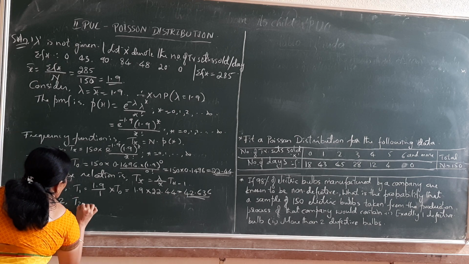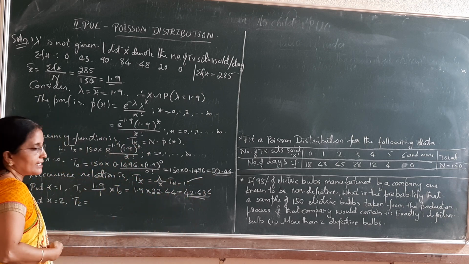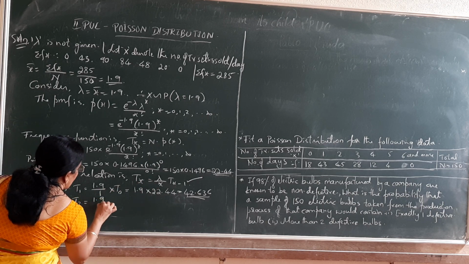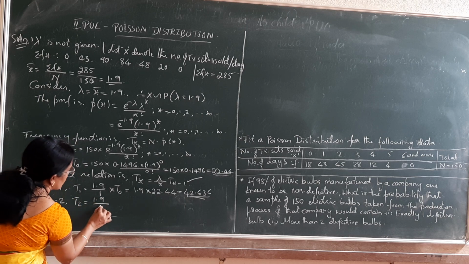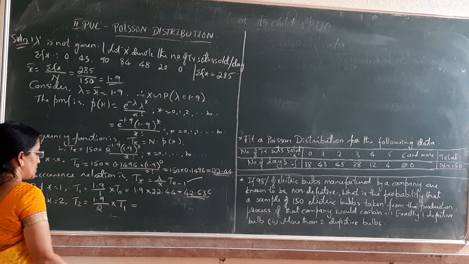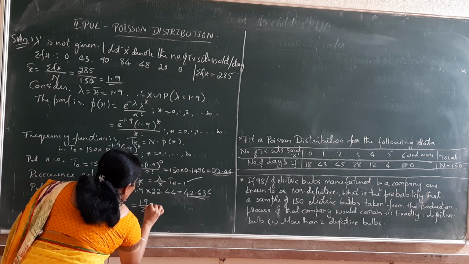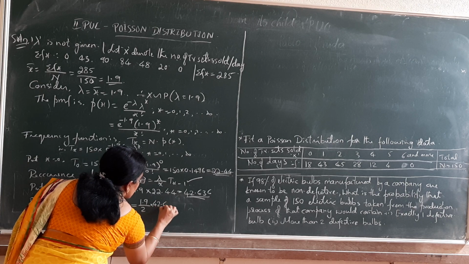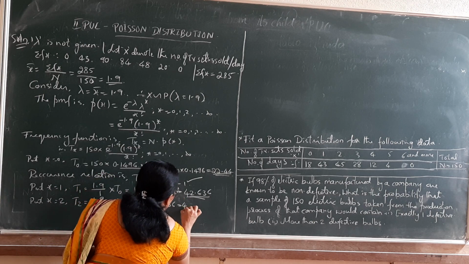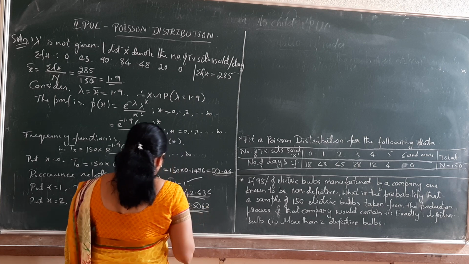That is T2 is equal to lambda. Now always look at this recurrence relation. Put x is equal to 2. T2 equal to lambda, that is 1.9 divided by x, which we substituted as 2, into T2 minus 1, that is T1, which is equal to 1.9 divided by 2 into T1, that is 42.636. The answer is 40.5042. This is the answer.